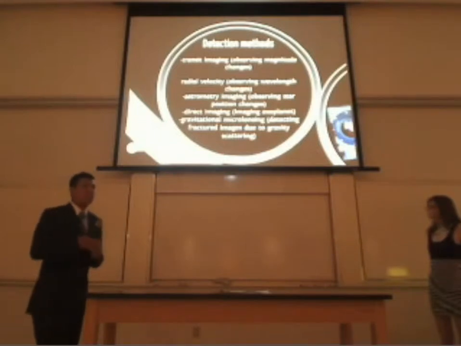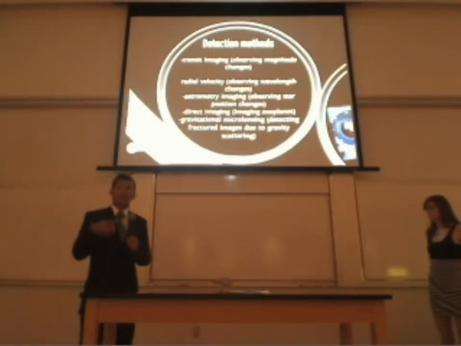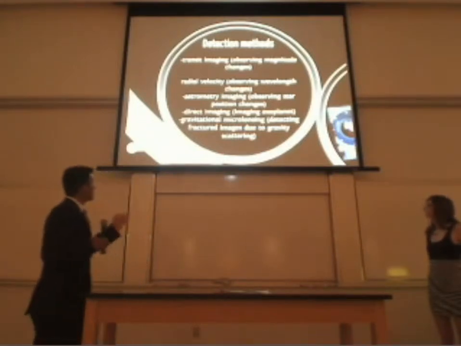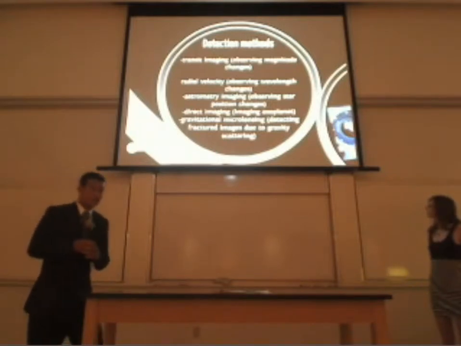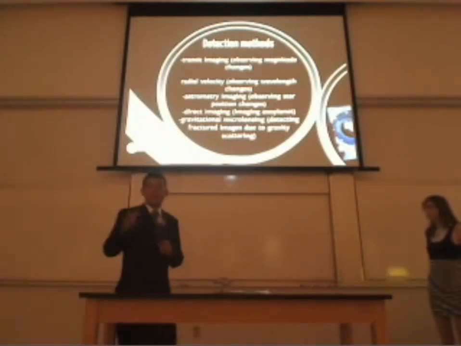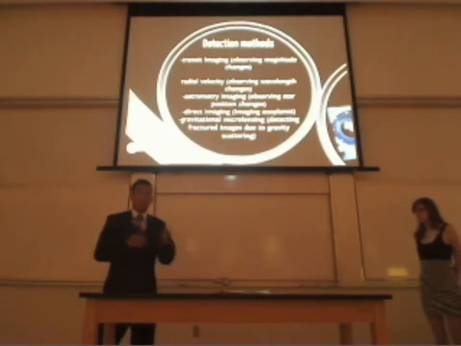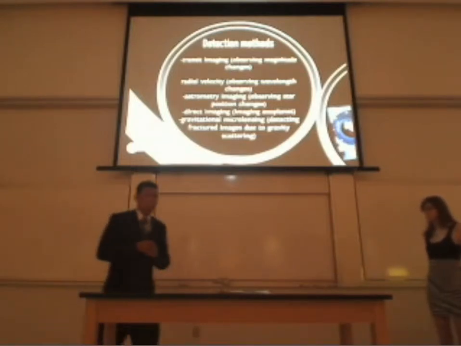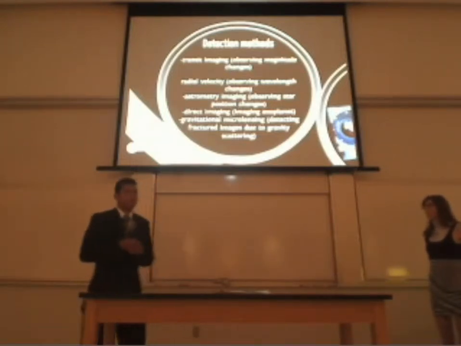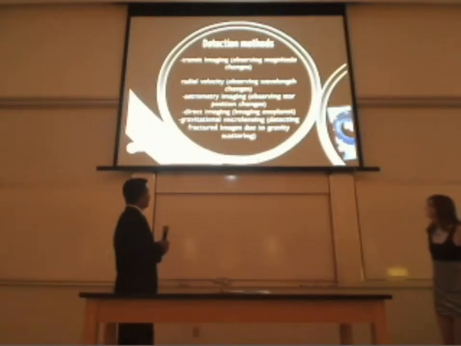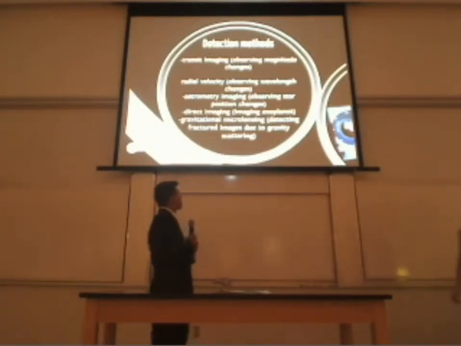And then the direct imaging is when you take direct images of what's around the star and see if you find anything. And then the gravitational microlensing is detecting the light being distorted, like we saw when we went to the dark matter stuff. It's pretty awesome.